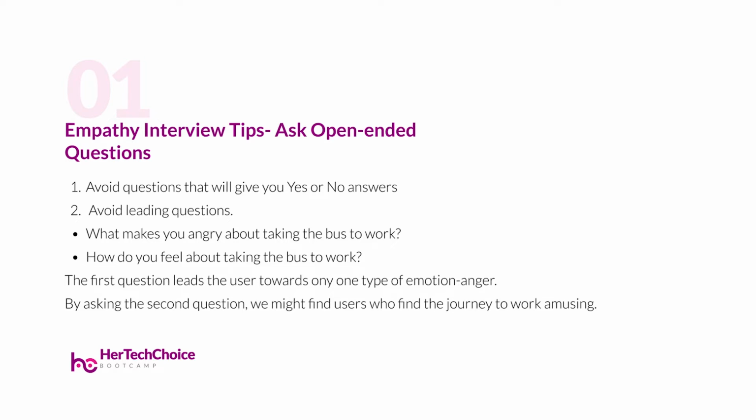So I'll give you two examples of a question. We have, what makes you angry about taking the bus to work, and how do you feel about taking the bus to work? The first question leads the user towards one type of emotion, which is anger. And also, by asking the second question, we might find users who find the journey to work amusing.